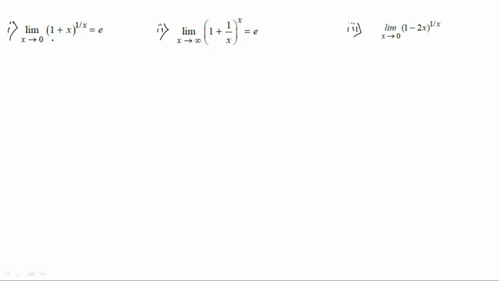So we solved this question. The first question: the limit as x tends to 0 of (1 plus x) to the power 1 by x. This is the written answer.